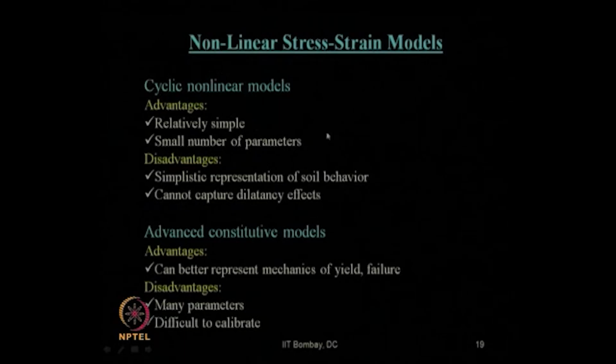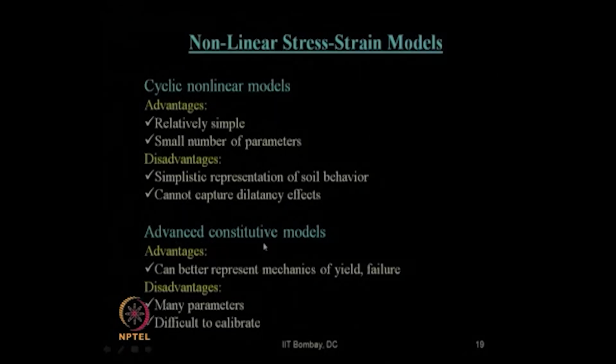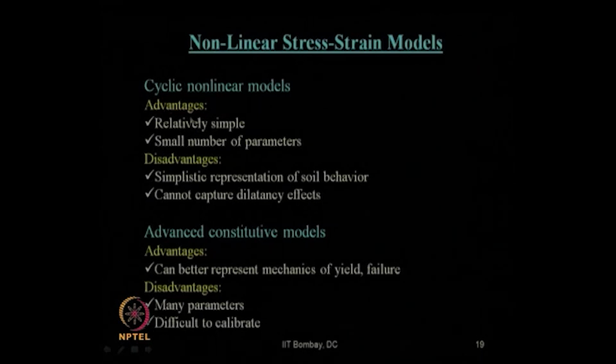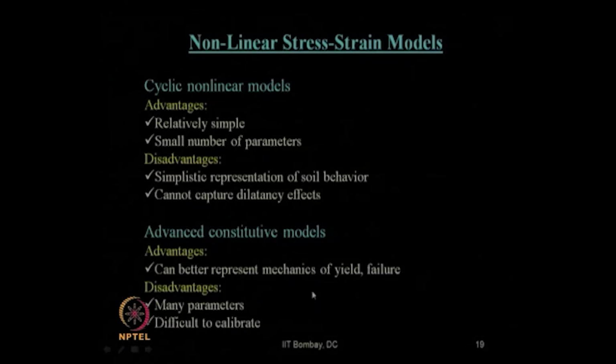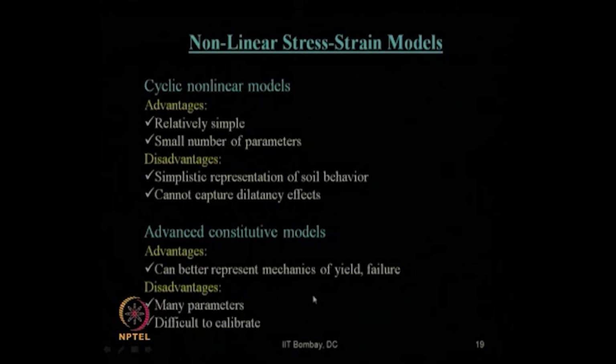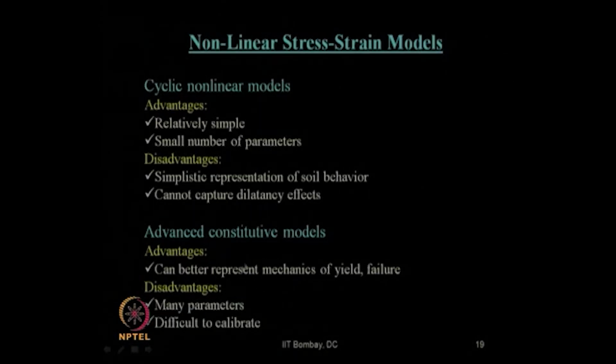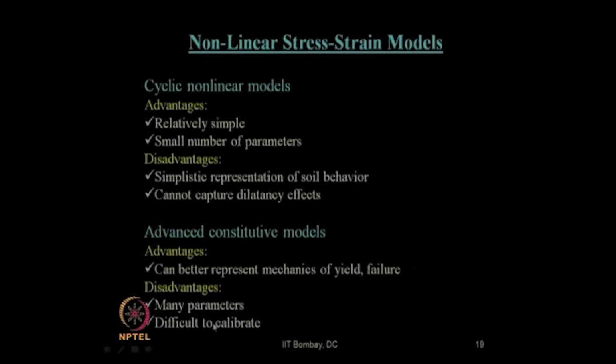So, we have seen also in our previous lecture a comparative study between the use of cyclic nonlinear model and the advanced constitutive model. We have mentioned that obviously the cyclic nonlinear model is a simpler model to use, but there are difficulties like exact soil behavior or dilatancy effect etc. may not be captured, whereas advanced constitutive model is the best that way, because it considers all the dilatancy effect, yield behavior, failure behavior, everything, but the disadvantage is it is a complex model and it requires longer time. Also, it is difficult to calibrate with respect to a particular soil model.